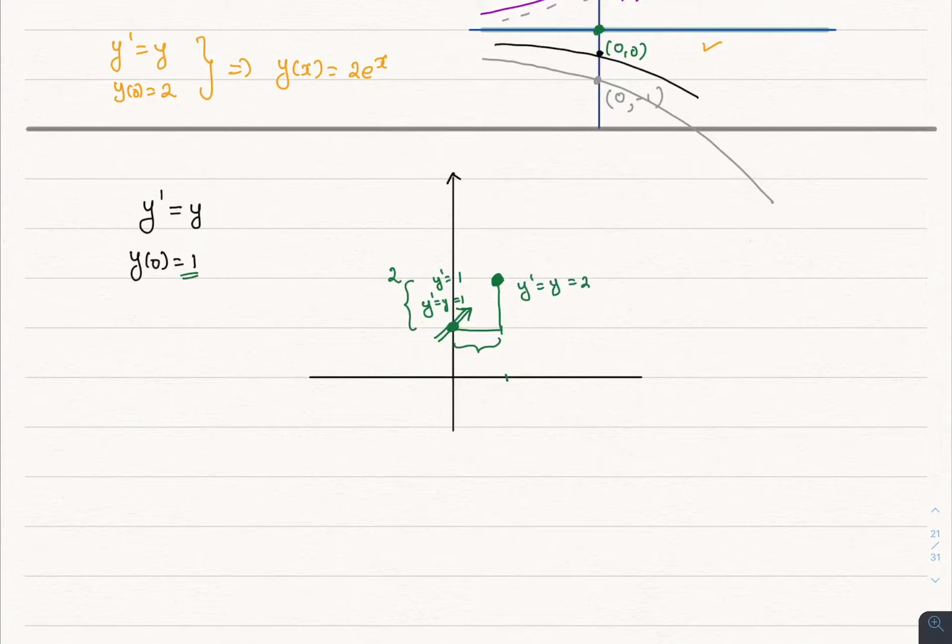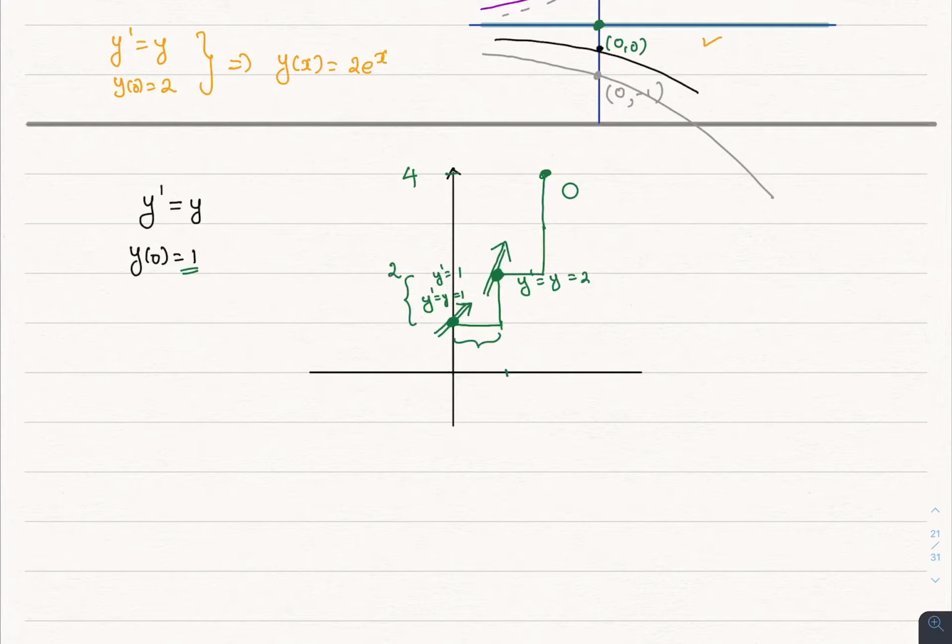So for 1 unit I move this way, I have to go 2 units now, right? So I'm going to go in this direction now, right? Now, what point is going to be? This point is going to be 4. At this particular point, the y value is 4, which means for 1 unit I'm moving this way, I have to go 4 units up. So I'm going to go really even steeper, right?